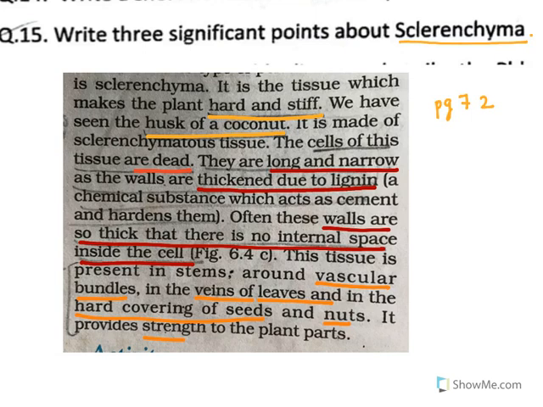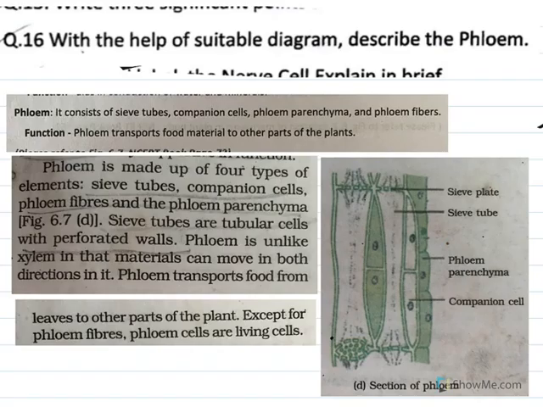So you've got so many points here to write. I think the important point would be, one is that they are dead tissues. They have this lignin. This lignin point is important. There is no internal space inside the cell. And where are they found? They are found in the hard covering here, in the vascular bundle, in the veins of the leaves.